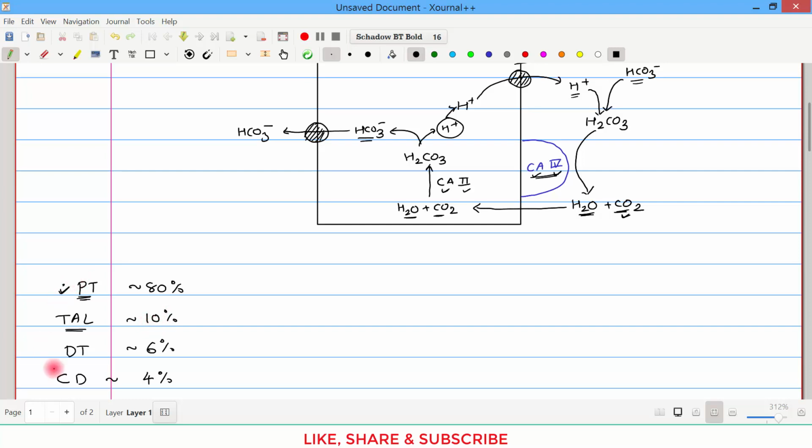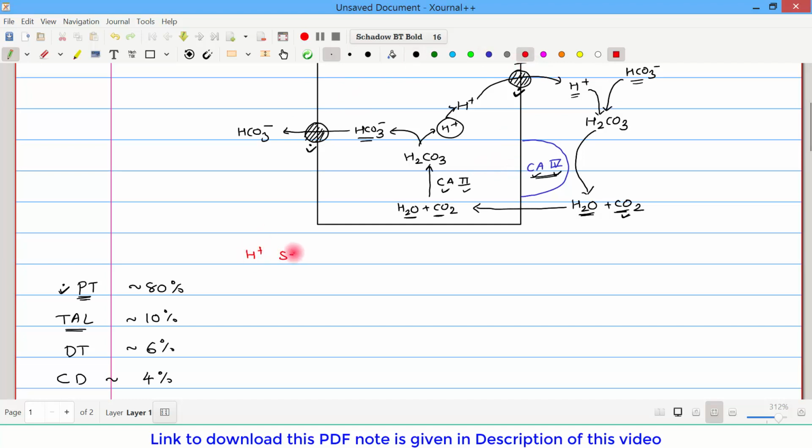But different parts of this nephron also employ different H plus secretion mechanisms as well as different bicarbonate exit mechanisms. So let's first look at the different H plus secretion mechanisms. H plus secretion is different in the different parts of the nephron. What is the difference?